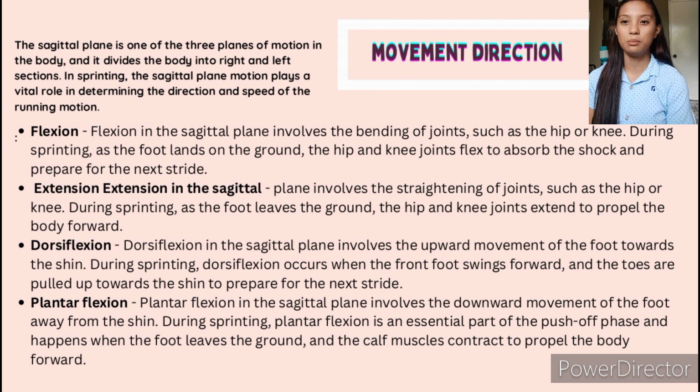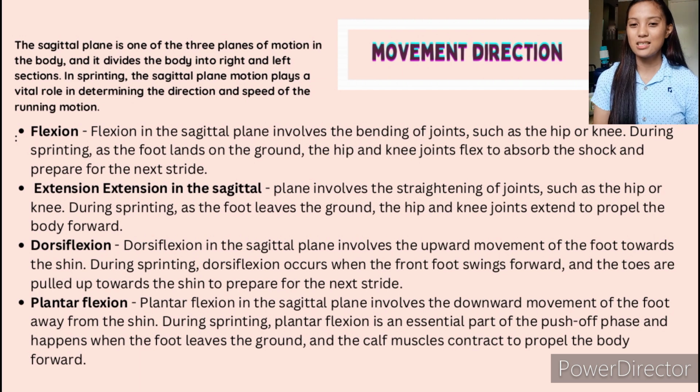So in summary, sagittal plane motion in sprinting is crucial in maintaining balance and coordination during movement. The proper flexion, extension, dorsiflexion, and plantar flexion of joints play an integral role in the speed and efficiency of the running stride. So that ends my presentation.